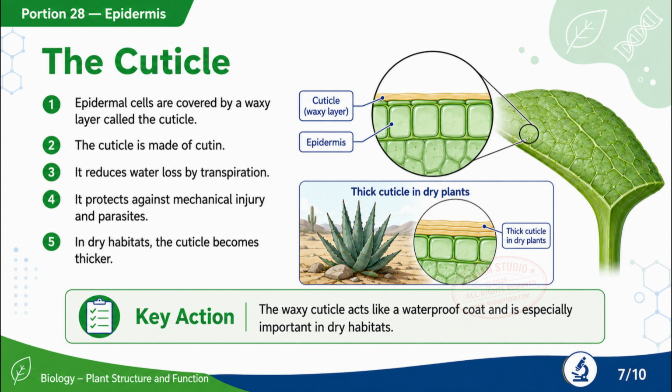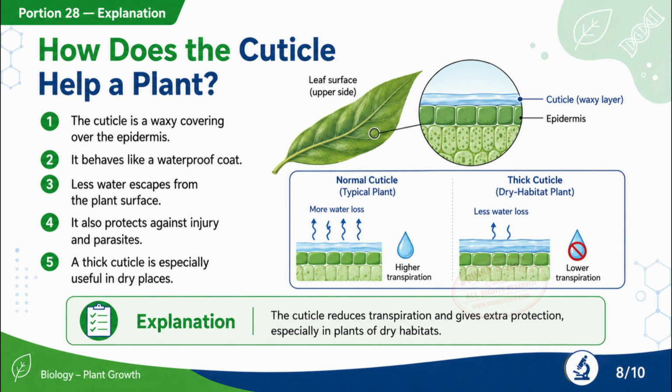Epidermis, cuticle. Epidermal cells are covered by a waxy layer of cutin called the cuticle. In plants of very dry habitats, a thick cuticle reduces water loss by transpiration and protects against mechanical injury and parasites. Explanation. The epidermis is coated with a waxy layer of cutin called the cuticle.